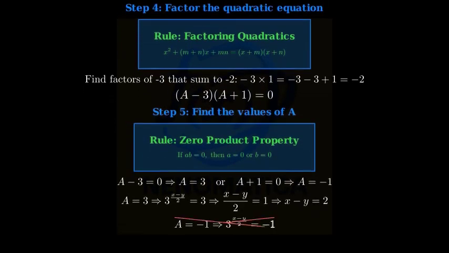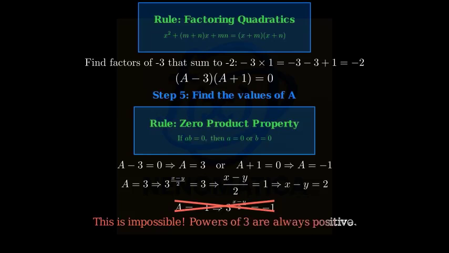Remember that a equals 3 raised to the power of quantity x minus y over 2. So if a equals 3, then x minus y over 2 equals 1, which means x minus y equals 2. Similarly, if a equals negative 1, then 3 raised to the power of quantity x minus y over 2 equals negative 1. But this is impossible because any power of 3 must be positive. So we reject this solution. Therefore, we have determined that x minus y equals 2.